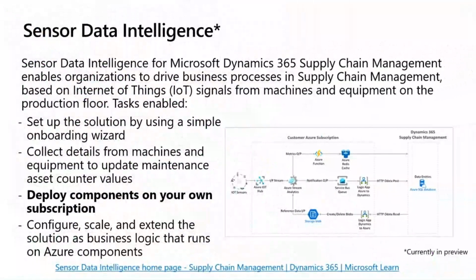Sensor data intelligence, which is currently still marked as in preview for Dynamics Supply Chain Management, enables organizations to drive business processes in supply chain management based on Internet of Things signals from machines and equipment on the production floor. It allows you to collect details from those machines and equipment to update the maintenance asset counter values in SCM and drive predictive maintenance.